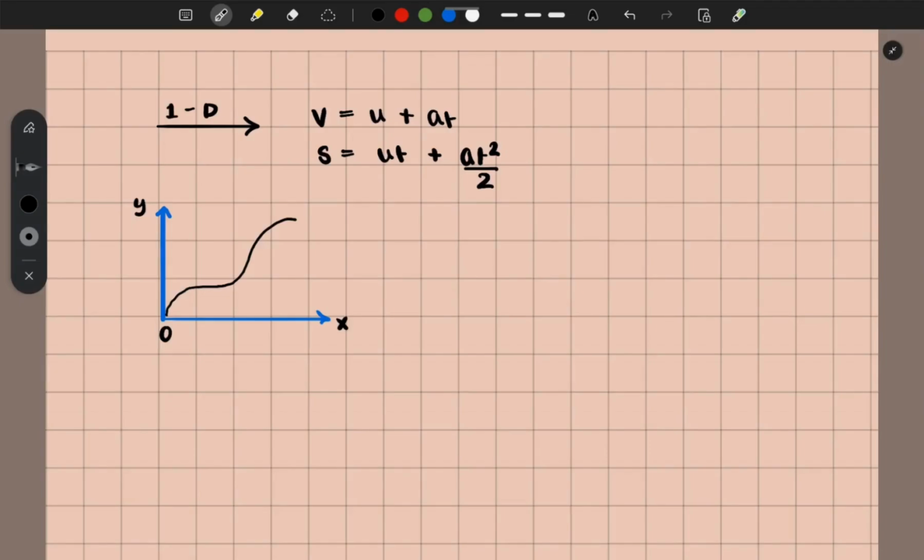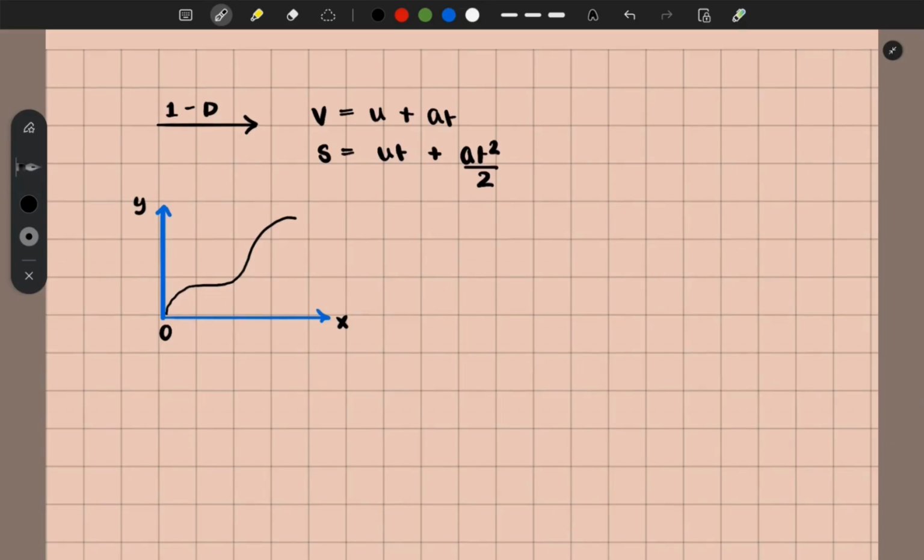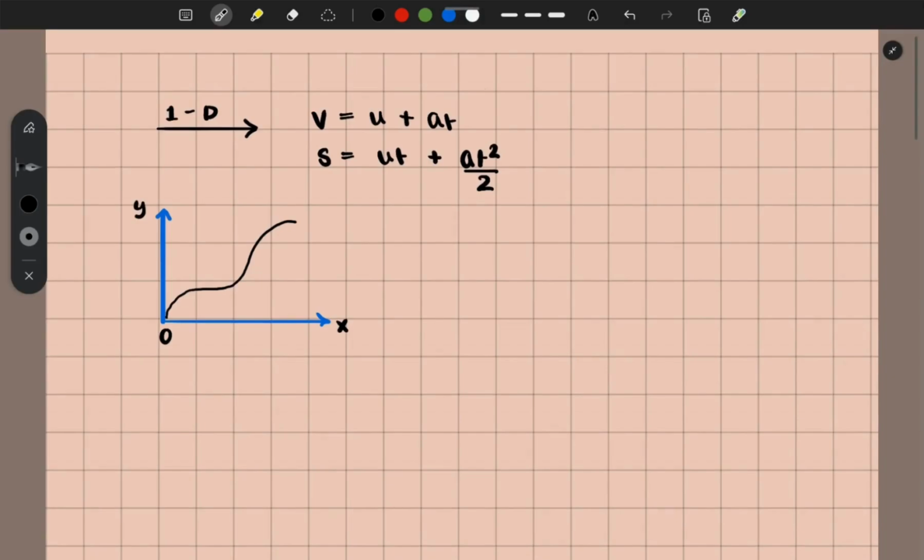Hi there, today we'll be going through projectile motion, and to first go through that, we must first learn what motion in a plane means, and to first go through that, we must know the basic kinematic equations. So now, two-dimensional motion is nothing but two separate cases of one-dimensional motion.